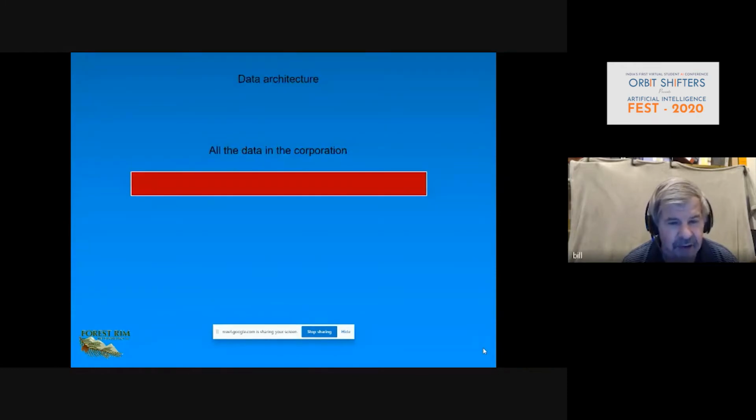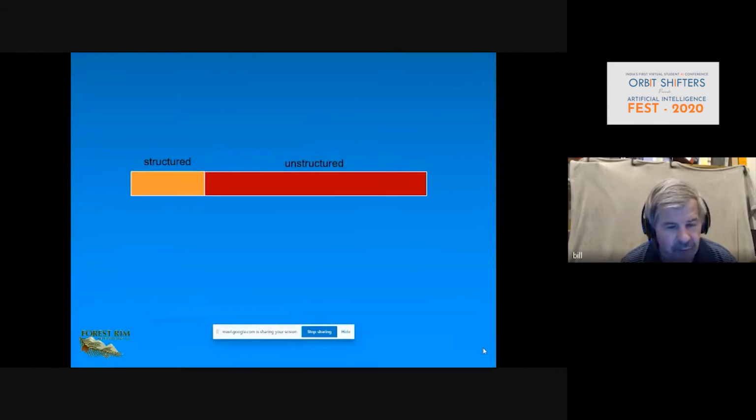So I want to give you a little bit different perspective on data, the data that's waiting for you in your corporation. Let's suppose we have in this red bar here all of the data in the corporation. So this is what passes through the corporation on a daily basis. When you look at this data, one way to look at it is that a certain portion of the data is what's called structured data, and another portion of the data is something that's called unstructured data.